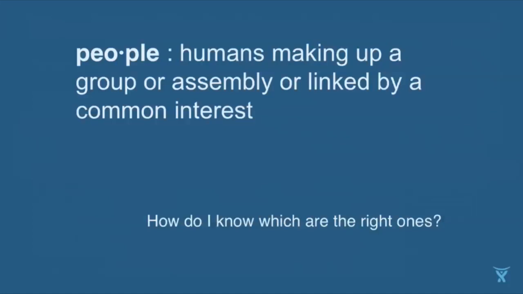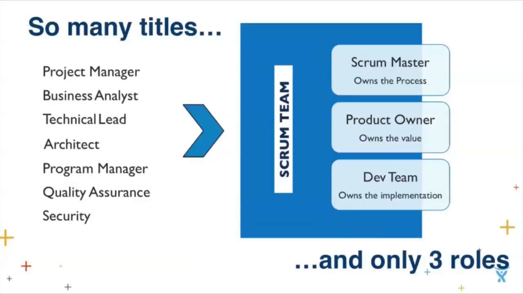All right, enough about process. Let's talk about people. Once you've figured out what process you want to use, you have to have people to carry out that process. If you're like Garmin, you have a lot of titles. But Scrum only has 3 roles. So how do you take those titles and map them to the roles?